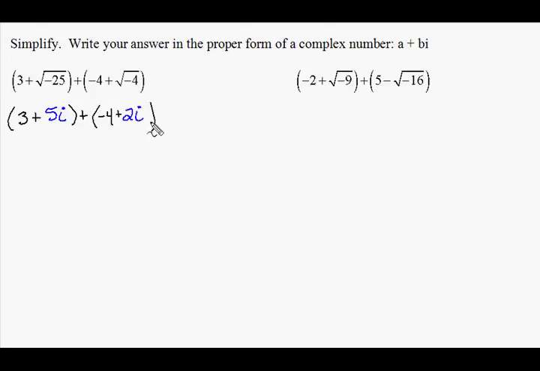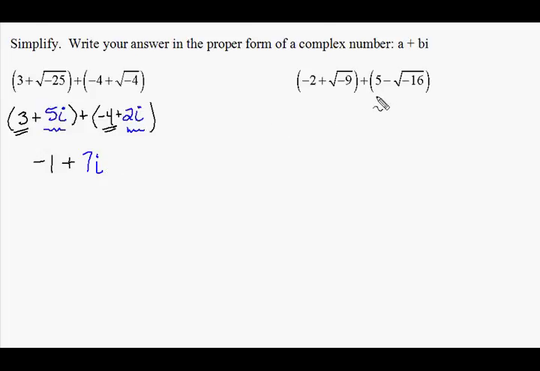So now we have two complex numbers being added together. 3 plus 5i is added to -4 plus 2i. To add complex numbers, we add like terms. So the 3 and the -4 are the real part of the complex number. When you add those, you get -1. And when you add the imaginary parts, positive 5i plus 2i, you get 7i.